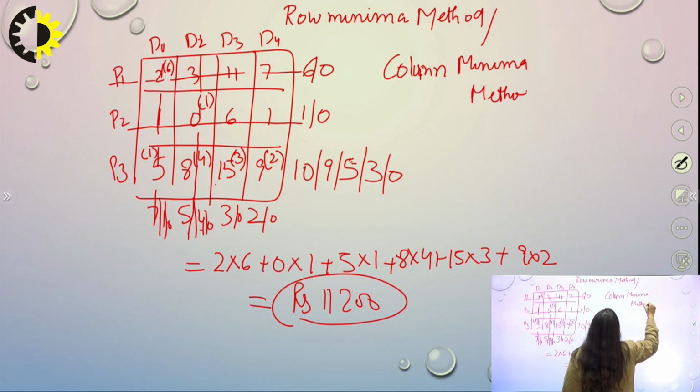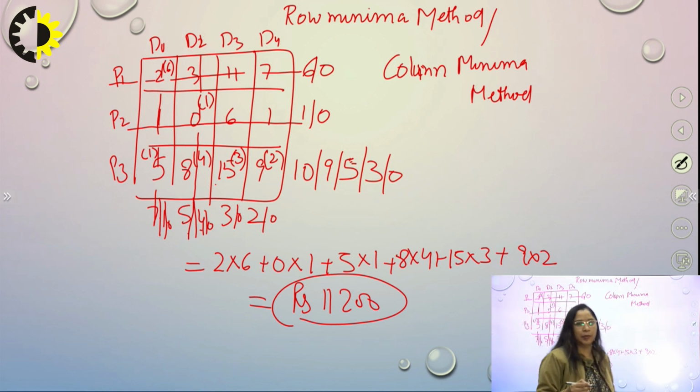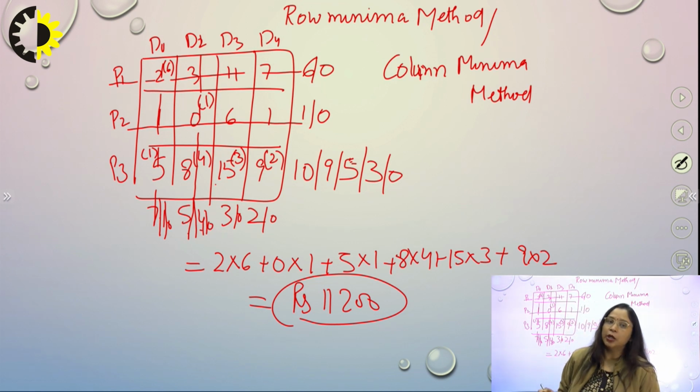matrix. For example, here we can see 2, 1, 3. 1 is the minimum number. We will allocate first over here. So this is the column minima method. It is a similar process to the row minima method. Now I will go to the next method, that is the least cost method.